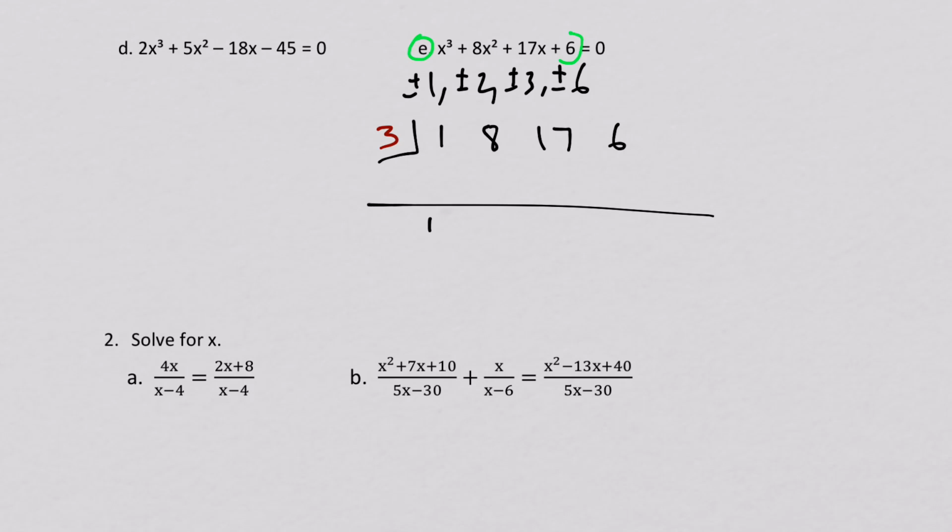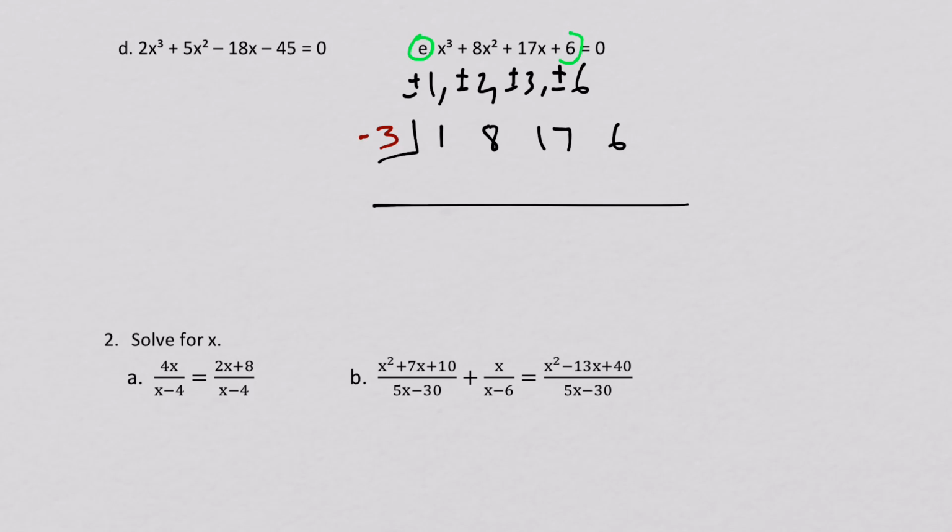Bring down the 1. 3 times 1 is 3. 8 and 3 makes 11. 3 times 11 is 33. 17 and 33 make 50. Is that right? Yeah, that's right. 3 times 50 is 150, so that's 156. Again, that didn't work. Alright. Good news is that we only have a few left to try, so it's not like we're going to be doing this forever. Let's try negative 3.